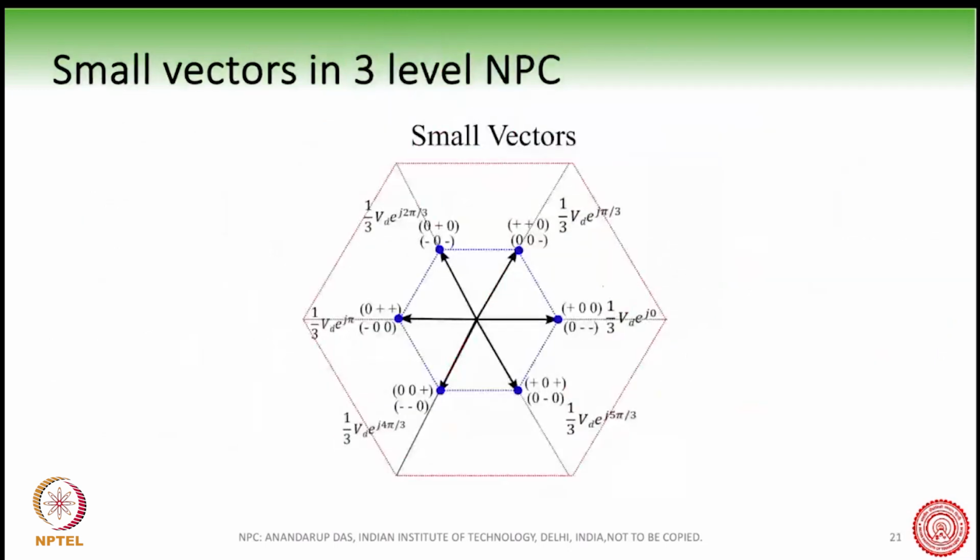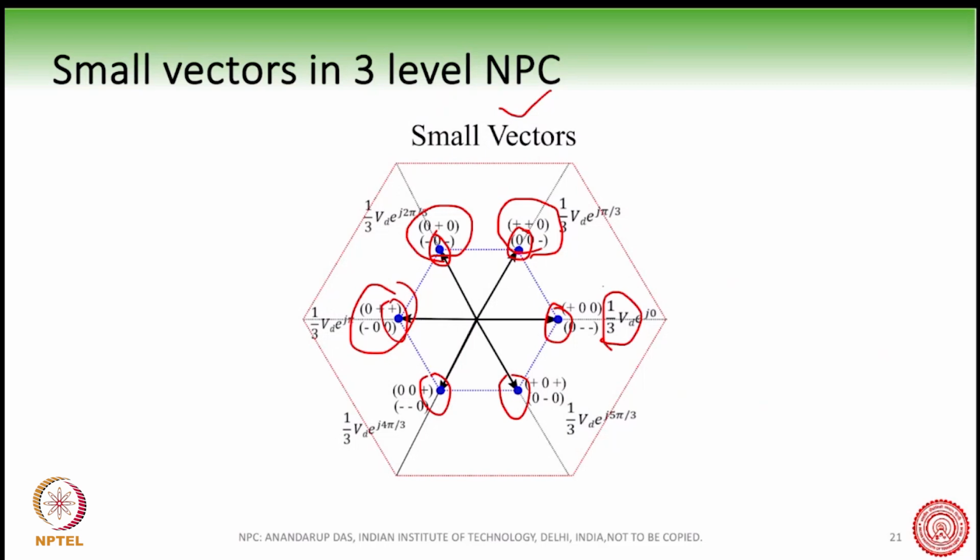So here, we are now showing it in a separate slide, that these are the small vectors. You can see all these combinations, we have these small vectors. All the small vectors, 1, 2, 3, 4, 5, 6. There are 6 small vectors, and all of them have a magnitude of 1/3 and an angle of 0, 60, 120, like that. But all of them have 2 multiplicities.